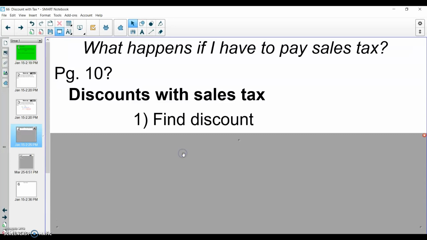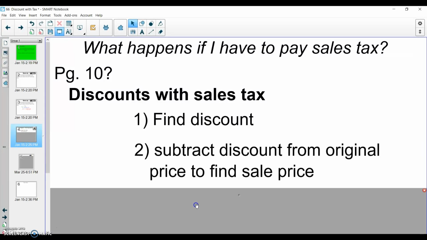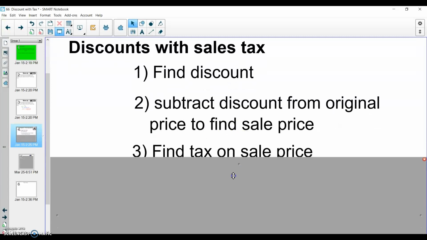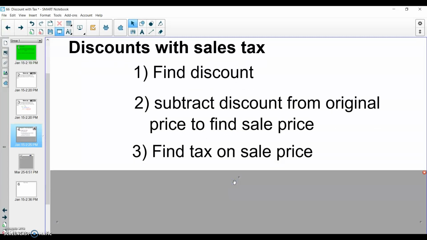So the first thing you always want to do is find your discount, which a lot of you are really good at doing, and then you find your sale price by subtracting your discount from the original price. So this part is just exactly what we just did in our warm-up. Now here's a part that changes. Now what you have to do is find the tax on that sale price. So it's kind of like repeating what you did for that first step, but now your sale price is the number in the denominator.